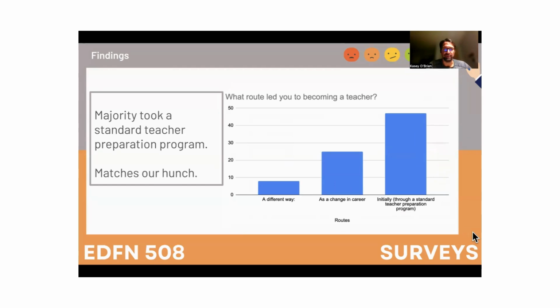We also asked what route led you to becoming a teacher. So again, maybe more factual, but we're looking at teachers that maybe are inspired early on, and they're going to go through a standard teacher preparation program, which matches our hunch. We all figured that would be the case.